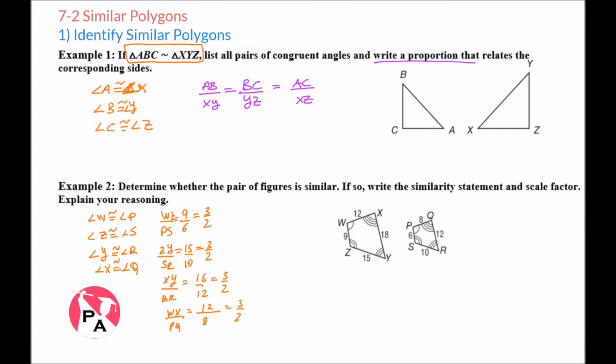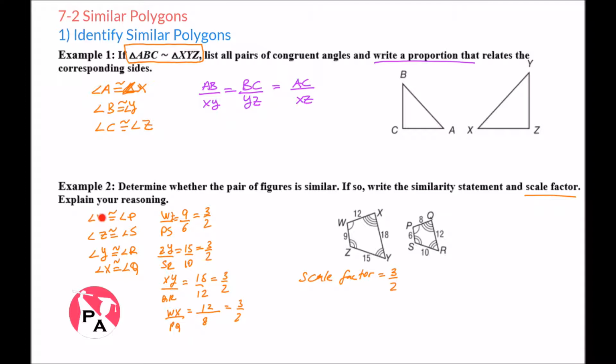So since each pair of sides has the same ratio, 3 over 2, we say the quadrilaterals are similar, and these are the similarity statement ratios and corresponding angles. And the scale factor is equal to 3 over 2, and the similarity statement is going to be written from these statements.